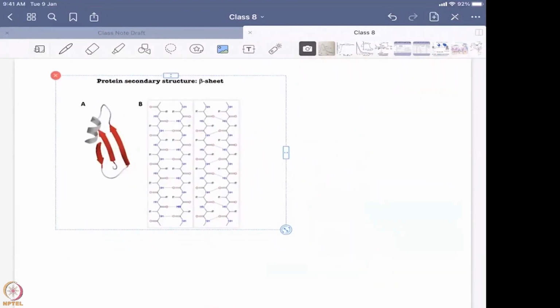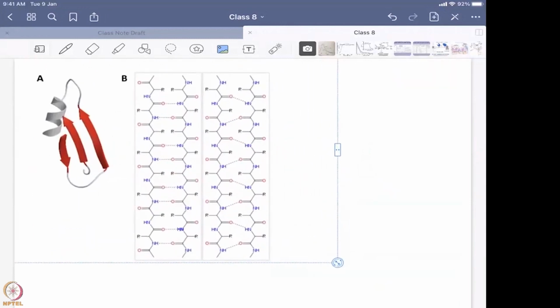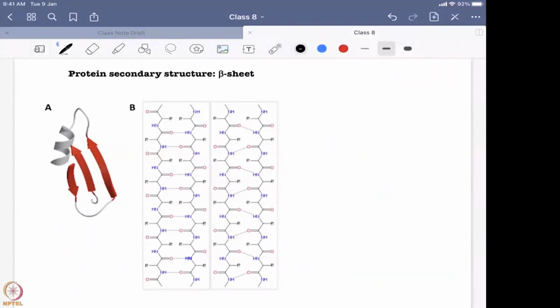So now if you look at the beta sheet, you can be very sure what is actually happening. Now take a look. In the beta sheet, when you form it, where is the C double bond O on this side? C double bond N will bring that over here. And with that, you can see the beta sheet, this is parallel, one is anti-parallel. So this is going like this and this.